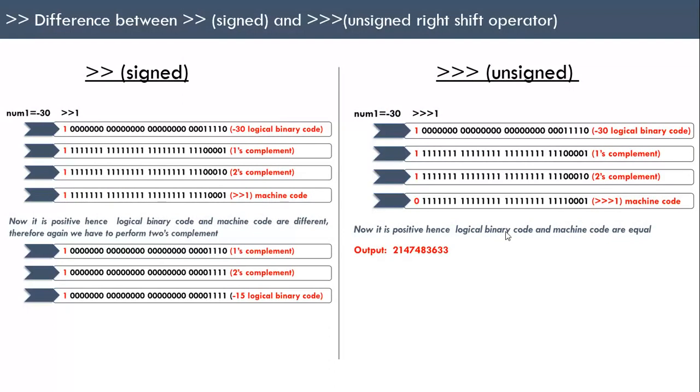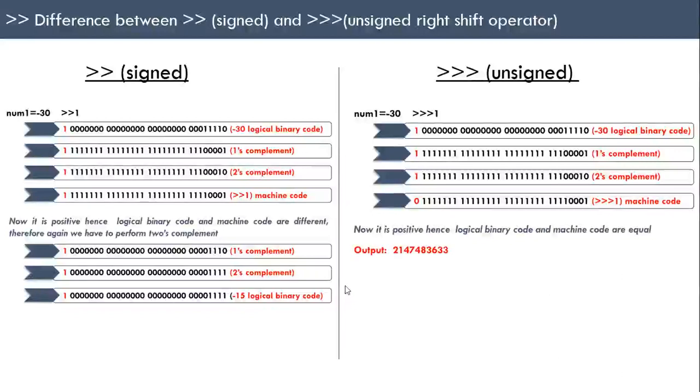In the fourth step, you can see in the signed case, the MSB bit is 1, while in the case of unsigned, your MSB bit is 0. Just because of the minute change in this bit, you are getting a different answer. So for the signed right shift, you are getting minus 15, but in the case of the unsigned right shift operator, you are getting a very large number.